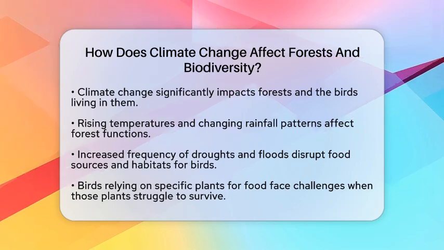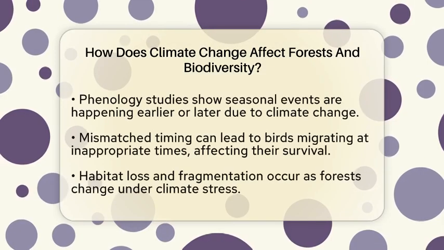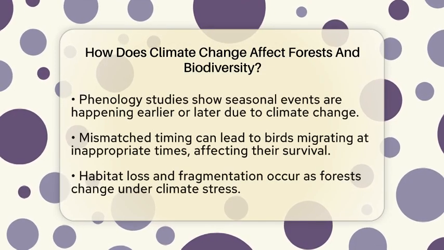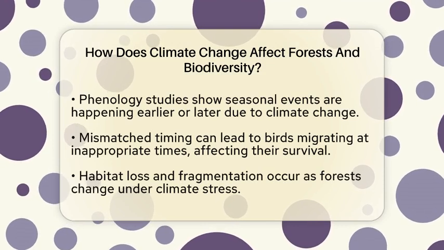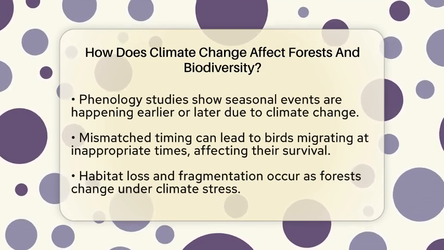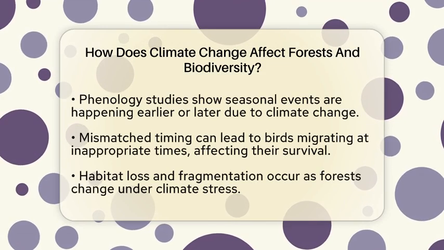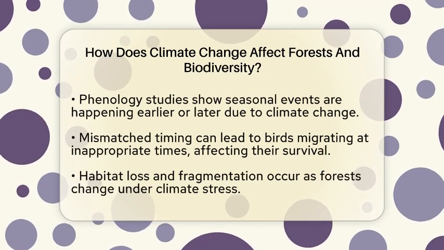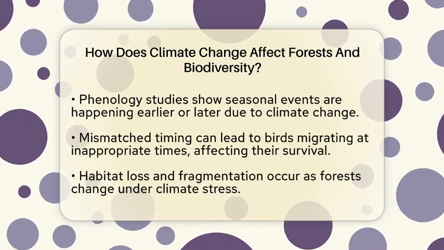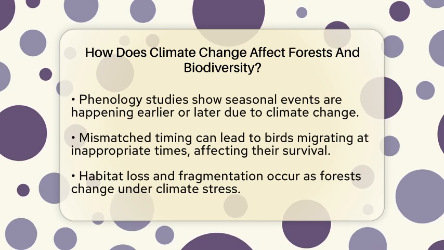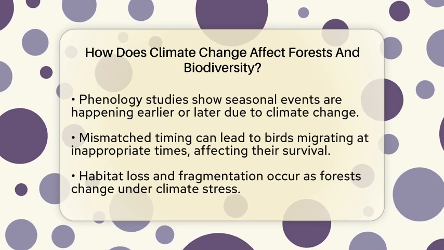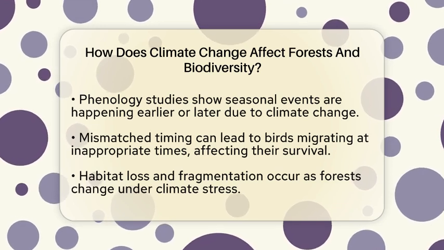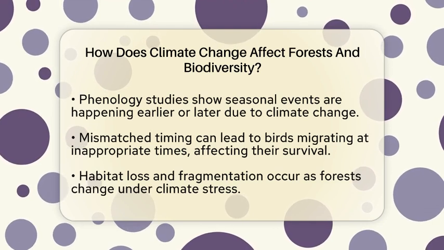Next, we have something called phenology, which is the study of seasonal events in nature. Climate change is causing these events to happen earlier or later than they normally would. For example, if flowers bloom too soon, birds may migrate at the wrong time and miss out on the food they need for their journey. This mismatch can lead to fewer birds surviving the breeding season.